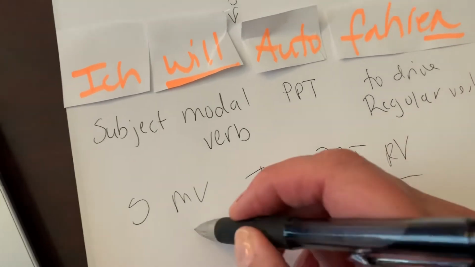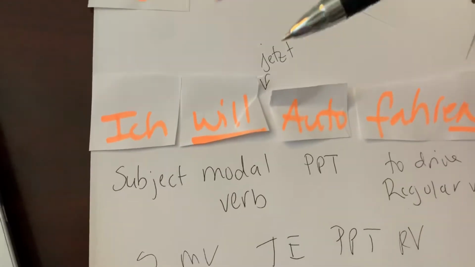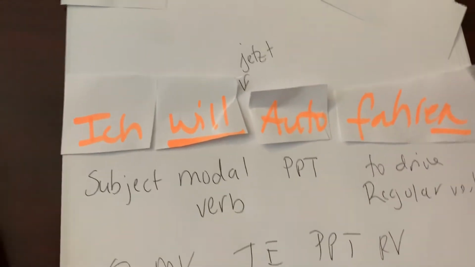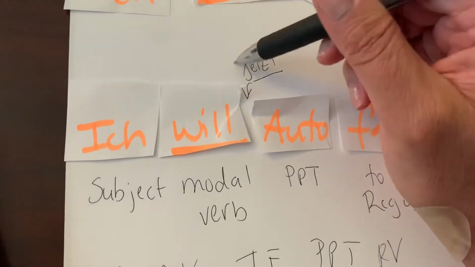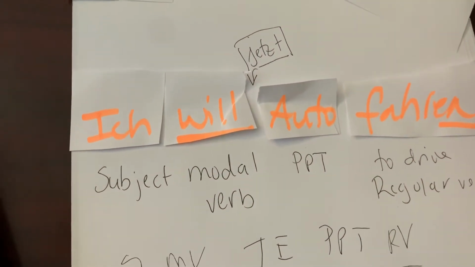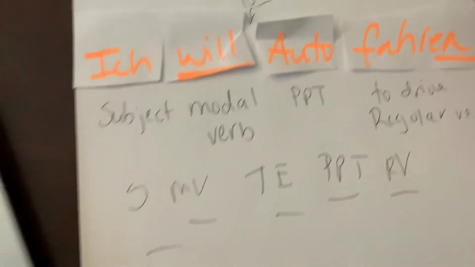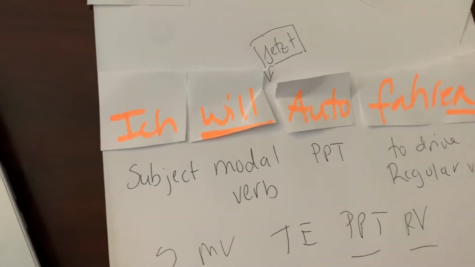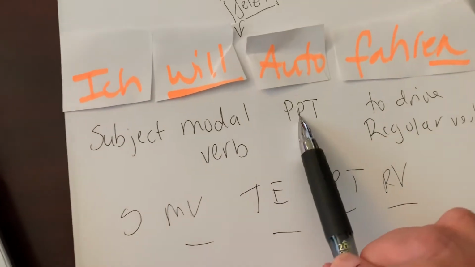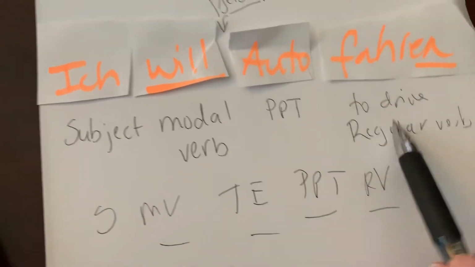Okay? So if you were to say, I want to drive a car right now, it would be ich will jetzt Auto fahren, and then your time element is right here. Okay? You remember this from when we did it before, I hope anyway. Okay? So I'm going to give you two more, and I want you to do those on your own. So remember, write down subject, modal verb, person, place, or thing, and then regular verb.